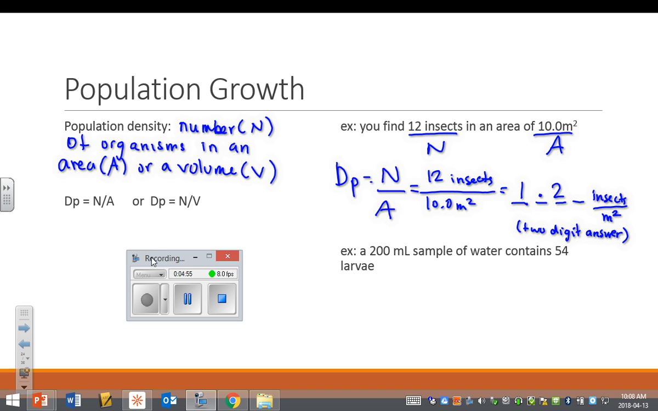The second example is just to show you how you could use volume. In this case, I get milliliters, that's a volume, and how many larvae? That's a number of organisms. So I have a V and an N.